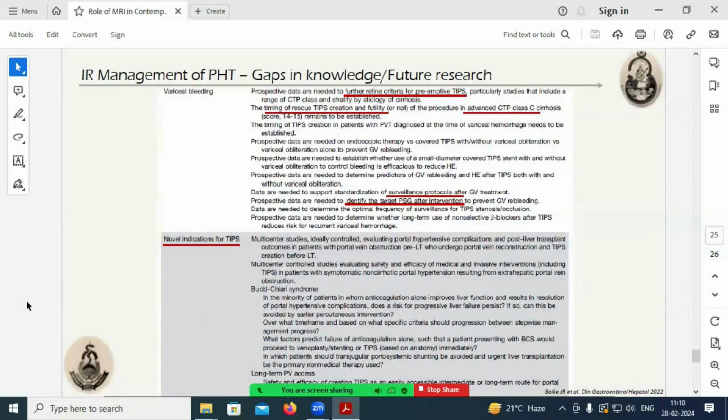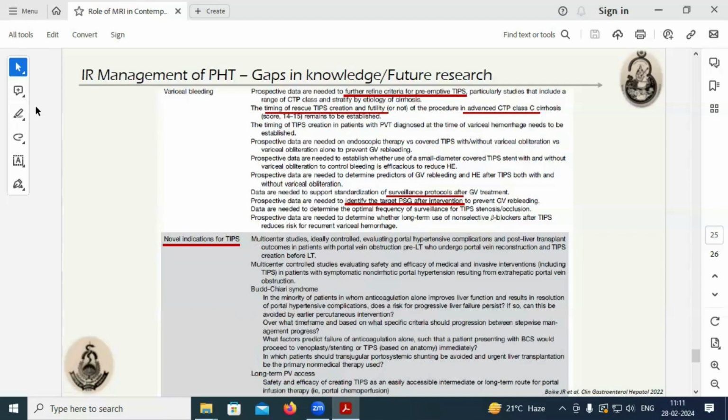And the novel indications. In novel indications, they have mentioned many things, but Budd-Chiari syndrome has also been mentioned. I think for our country, and especially for this institution, TIPS in Budd-Chiari is not a novel indication per se. When we were residents, we saw sir performing TIPS even in pediatric cases of Budd-Chiari syndrome. But there are only small case series and a few case reports. No large prospective data is there to guide our decision making in such scenarios.